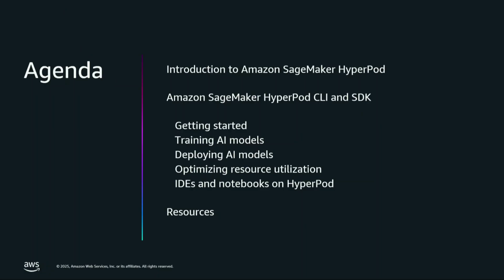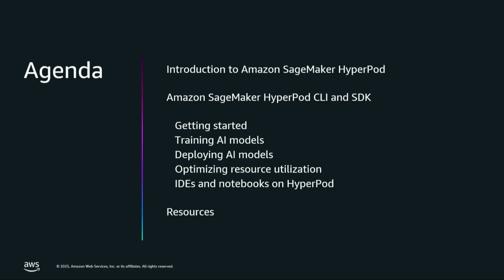Let's walk through the agenda for the session. We're going to start with the introduction to SageMaker HyperPod, just to set the context, what is HyperPod and what are the key benefits of the product. Then we will look at the Amazon SageMaker HyperPod CLI and SDK and why we have built this CLI. Then we will get into a series of demos with live coding on getting started with HyperPod, so how you create a cluster and how you connect to a cluster.